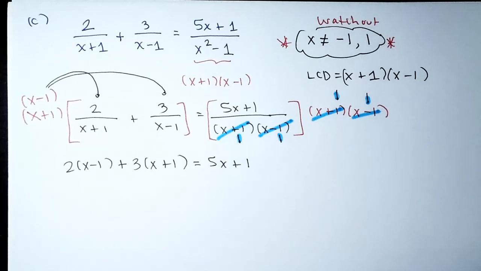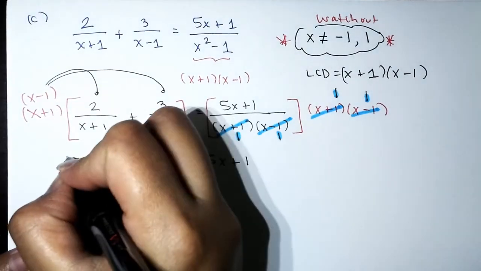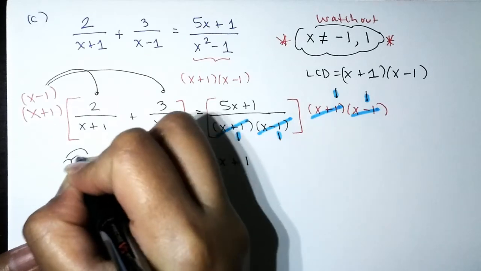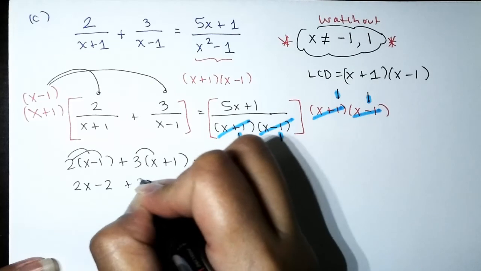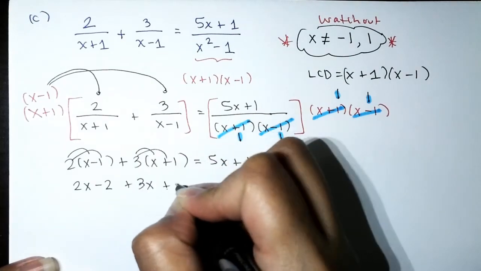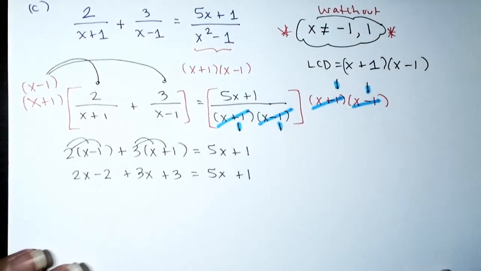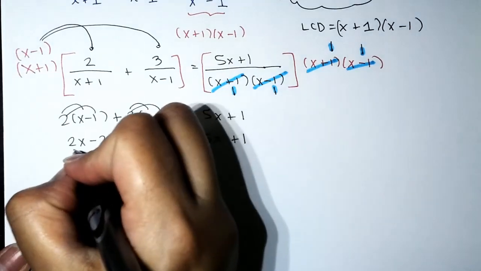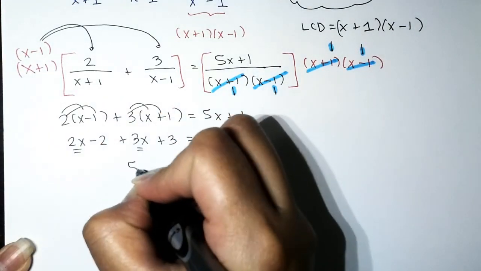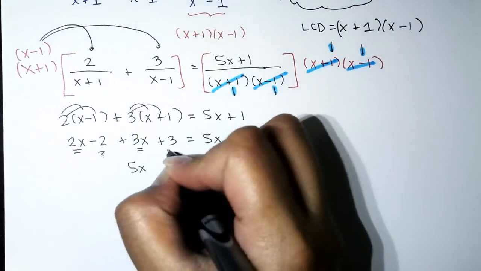Is it a linear equation? Is it a quadratic equation? So on the left side, when we distribute the 2, that will leave us with 2x minus 2. When we distribute the 3, that will give us 3x plus 3 equals 5x plus 1. Let's keep our cool and handle it. On the left side, when we combine the variable terms, 2x plus 3x will give us 5x. When we combine the constant terms, negative 2 plus 3 will give us 1.